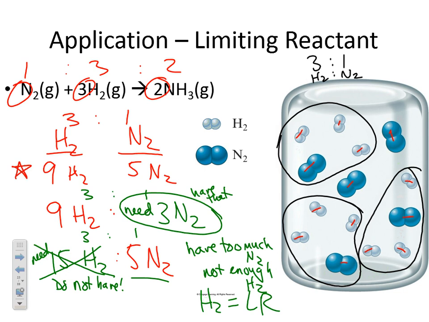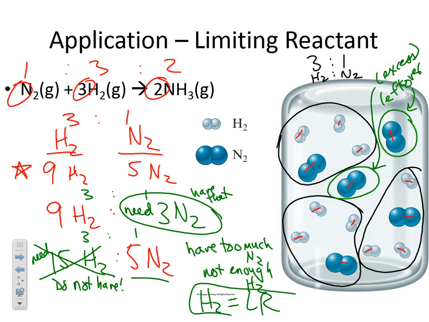But I look at then what remains. This is left over, this is left over. So that means that it's an excess. And because I don't have any hydrogen in excess, again, this is telling me that hydrogen is the limiting reactant, that hydrogen is what is going to control how much product you can make.